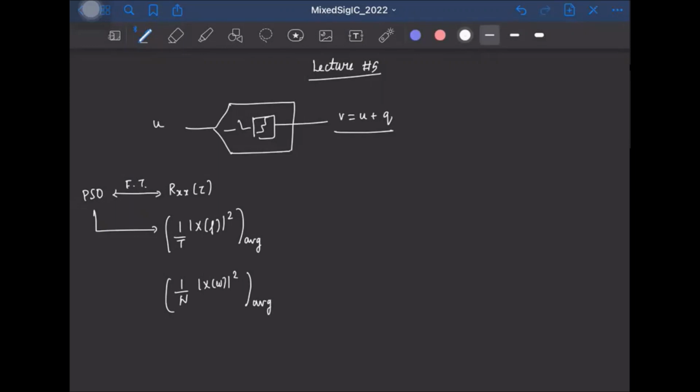We also observe that for real signals, this power spectral density is an even function of frequency. So let's say you take a discrete time power spectral density. Between minus pi to plus pi, it's an even function. So it might look something like this. So this is a two-sided power spectral density.